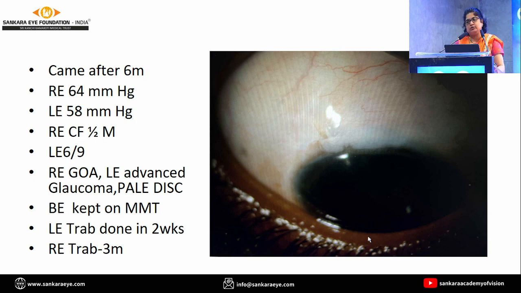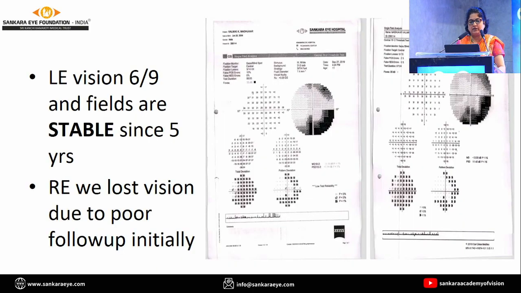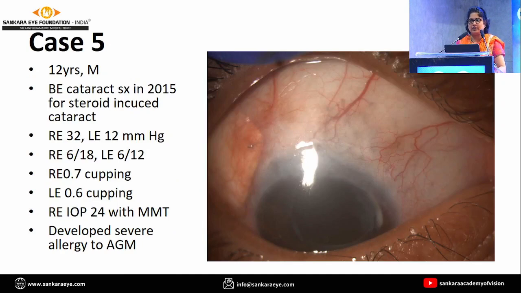So right eye total glaucoma, left eye advanced glaucoma with pale disc. So we kept him on MMT. Already he lost 1 eye. We did TRAB in left eye in 2018. So this is the disc of the left eye, pale disc, and the vision is maintaining, 6/9 vision is maintaining in left eye since 2018. Now the patient is stable and visual field is also stable. But I feel very sorry for this young boy because he has so much of life.